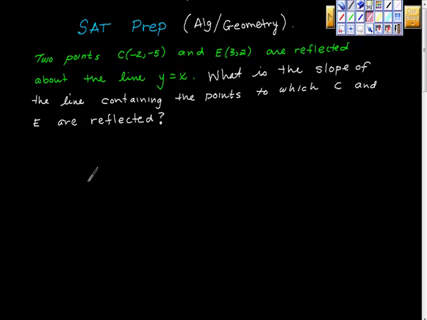Two points, C, the point -2, -5, and the point E at 3, 2, are reflected about the line y equals x. What is the slope of the line containing the points to which C and E are reflected? God, I can't tell you how many people just freaked out with this question. The reason is that it depends on your school, when geometry is taught compared to Algebra 1 and Algebra 2.